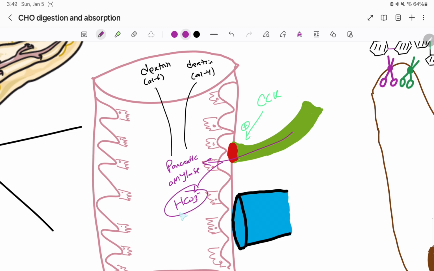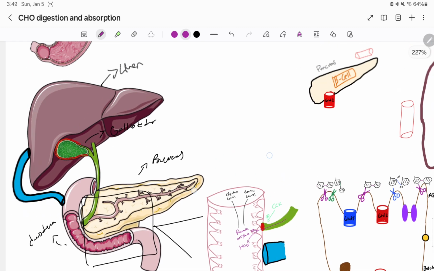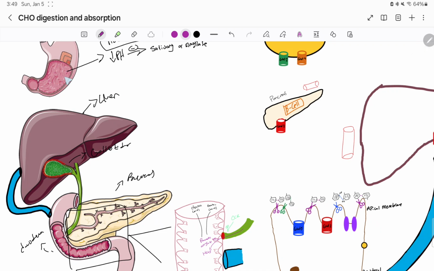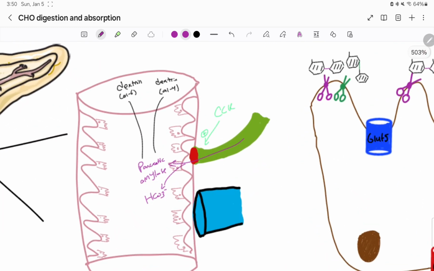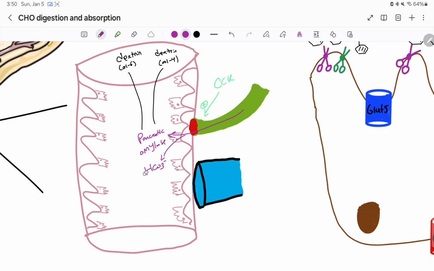Okay, and remember why we needed this bicarbonate, because the chyme coming in from the stomach was very acidic. In order to neutralize that chyme, we wanted to secrete some bicarbonate from the pancreas to make the pH higher here, more alkaline. Why is that beneficial? Because amylases like to work in a more alkaline environment. That's why beforehand, salivary amylase couldn't work in the stomach, because the pH was too low. So remember, we need bicarbonate.